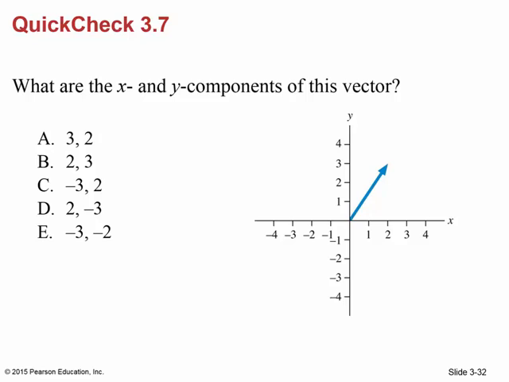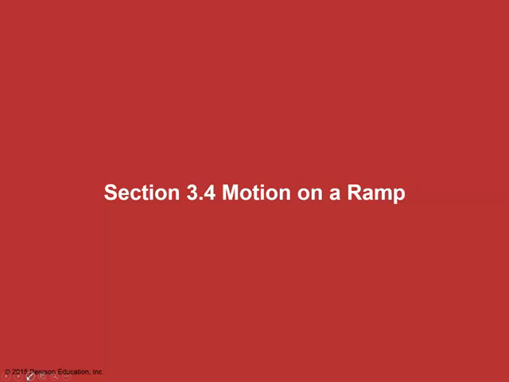All right, so what are the x and y components of this vector? Well, it looks to me like the x is 2 and the y is 3. All right, so let's see if we're right. Ta-da! Boy, that was real hard, wasn't it? Okay, all right, now what about motion on a ramp?